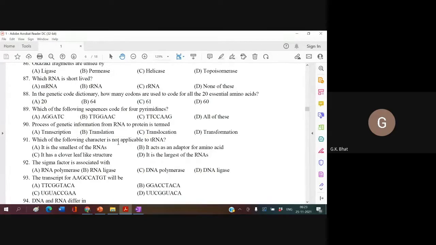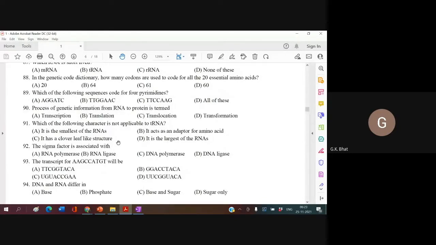Harshvardhan, 90. Are you there? Yes, sir. What is the answer? Translation. 90. Translation B.